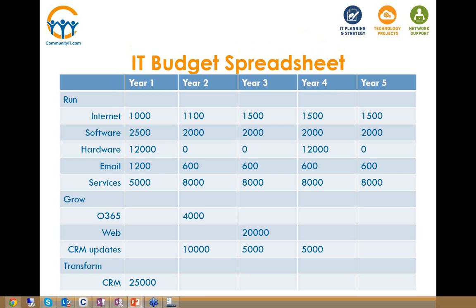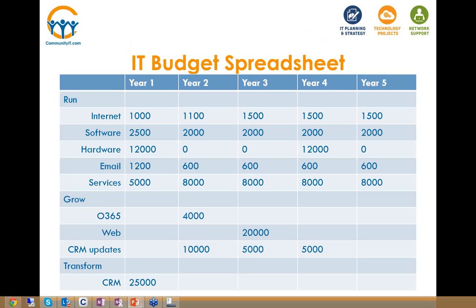But then in years 2 and 3, that's going to drop, because if we go down into our grow category, we see that we're going to do an Office 365 project, and that's going to allow us to reduce that cost. That's going to reduce our email costs moving forward to just the E3 licensing. And again, services can be a placeholder. Then as you see, we go down into the grow categories.